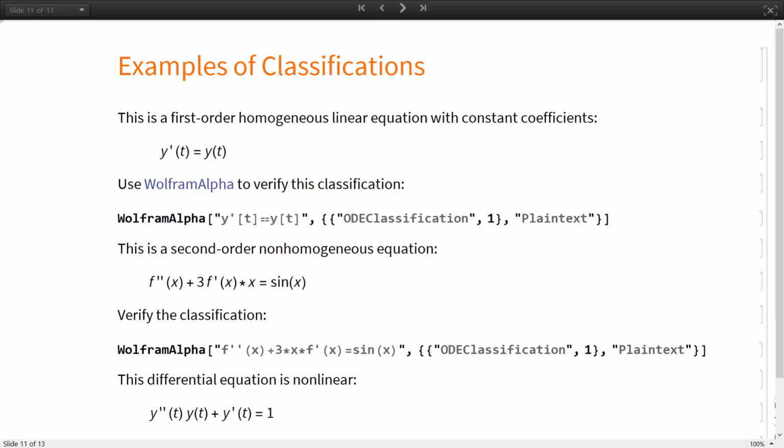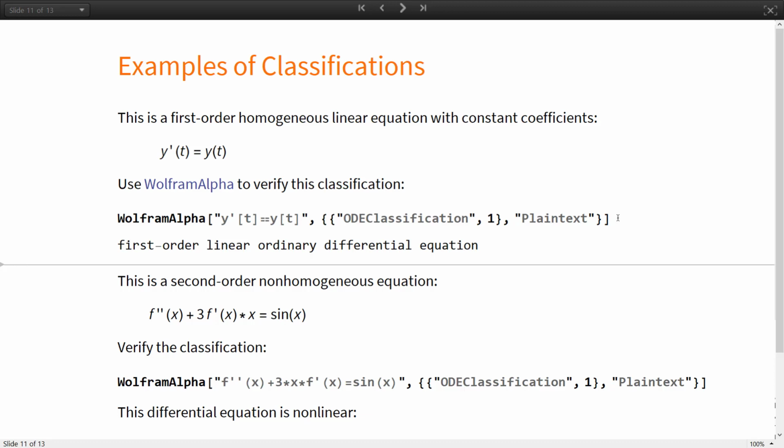Now that we have introduced a lot of terminology in a short period of time, let's take a look at a few examples of classifying differential equations. The first equation here is a first-order homogeneous linear equation with constant coefficients. It is first-order because the highest-order derivative is a first-order derivative, while it is homogeneous because there is no g of t term, which would be a term that depends only on t and not on the dependent variable. You can use Wolfram Alpha to check the classification of a particular differential equation.